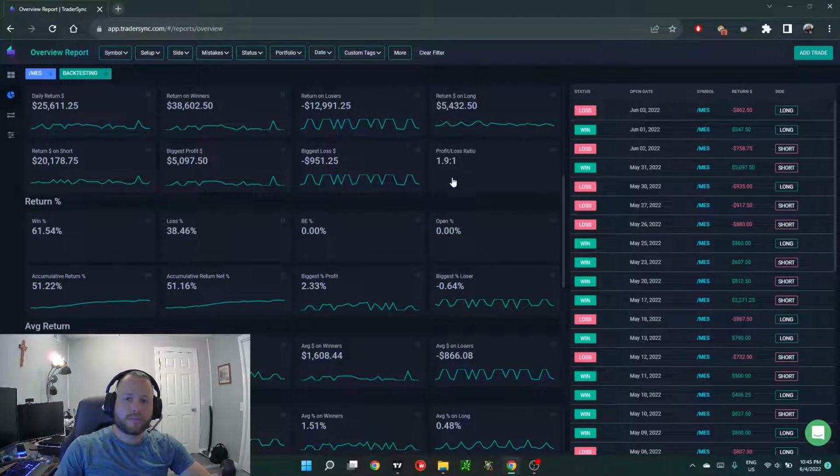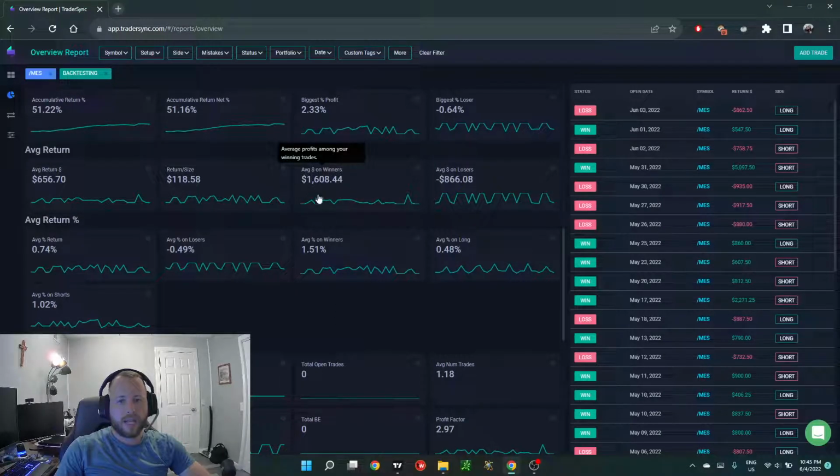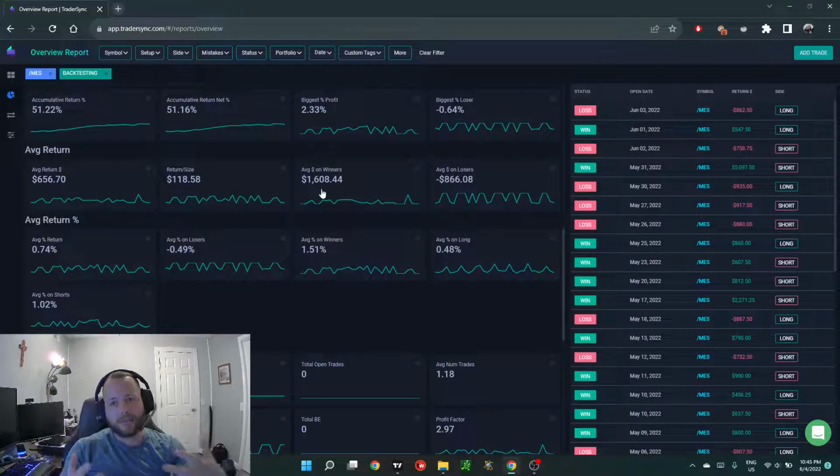The profit to loss ratio is showing a 1.9 to 1, so that's pretty darn close to that 2 to 1. That's the number that I really care about, and it's going to be interesting to see how it plays out for the sake of the longevity of this system, because our average winner is about 1,600 and our average loser is about $866. So we need to either bump up those winners or bump down those losers a little bit to keep that true 2 to 1 risk to reward ratio, assuming a 50% win rate. And that's sort of the standard that I'm working on right now.